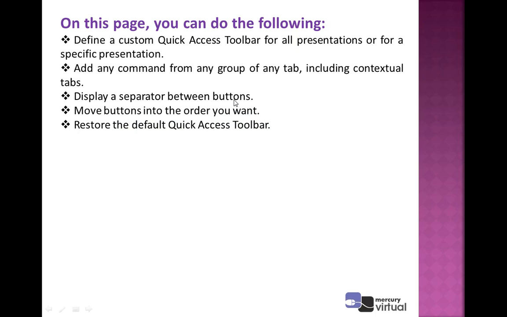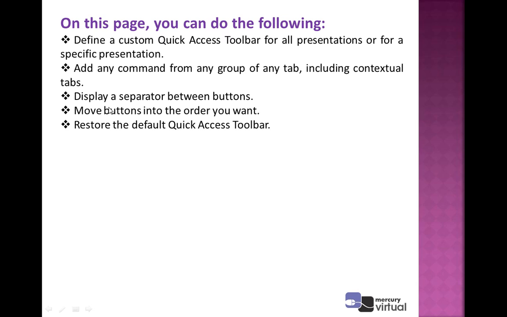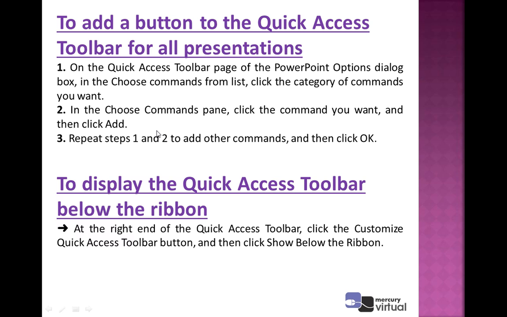Add any command from any group of any tab, including contextual tabs, means you can include any type of command by clicking on this and then clicking the add button and then pressing OK. Or you can display a separator between buttons, you can move the buttons, you can restore the default quick access toolbar. Then next one is how to add a button to the quick access toolbar for all presentations.